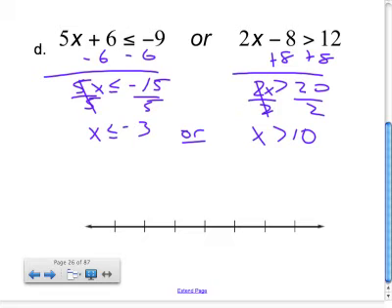And so I'm going to call this one negative 3, closed circle, shade everything to the left. And then if this one over here were positive 10, it would be an open circle, shade to the right. Again, for any OR inequalities, you're going to have 2 separate graphs that point in opposite directions.